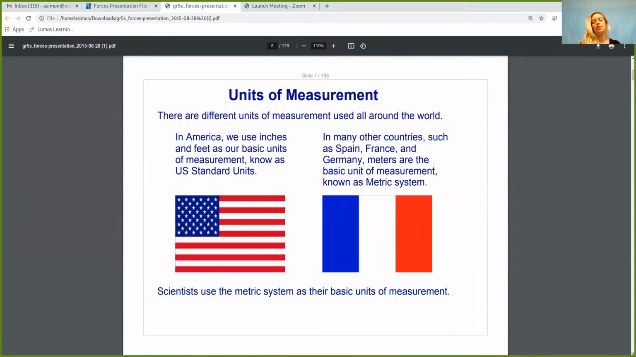Now, when we're talking about distance, guys, there are many different units of measurement all around the world. Okay, in America, we use inches and feet as our basic units of measurement. And these are known as US standard units. So go ahead and put this down, please. Units of measurement at the top.